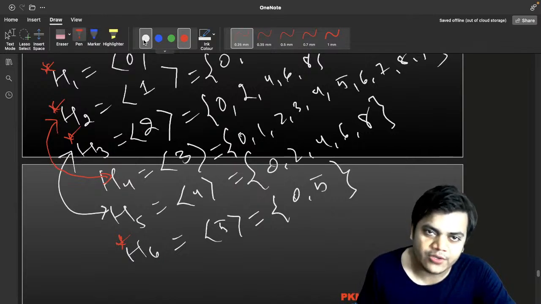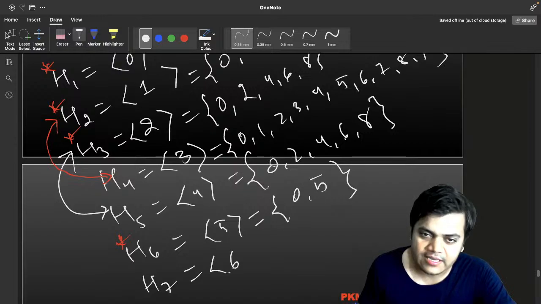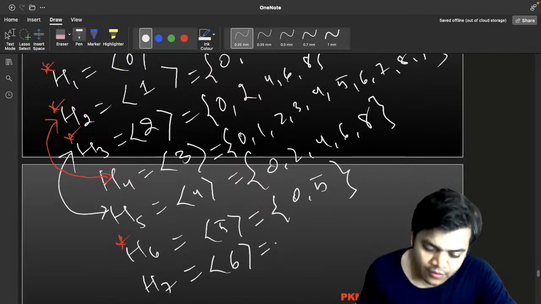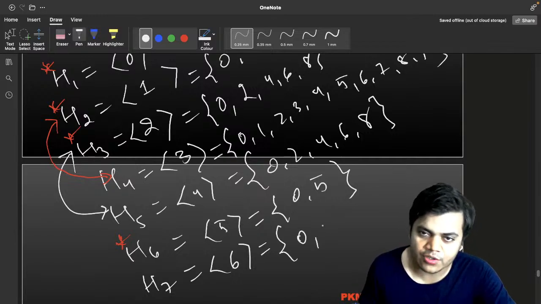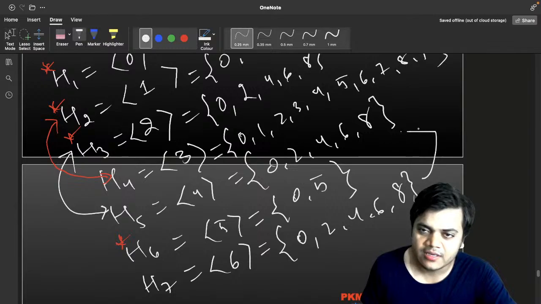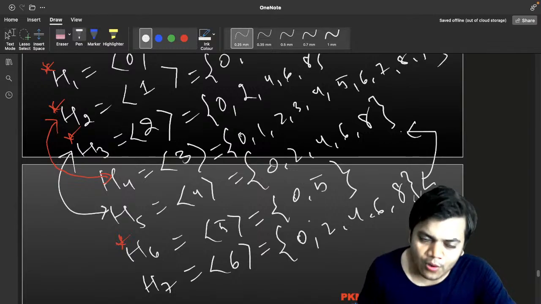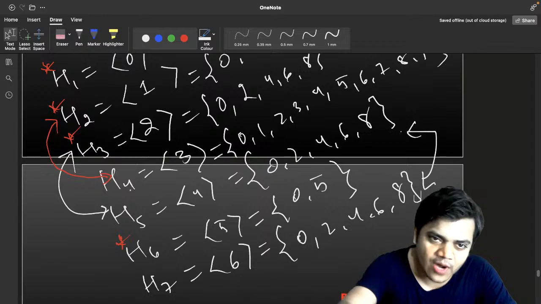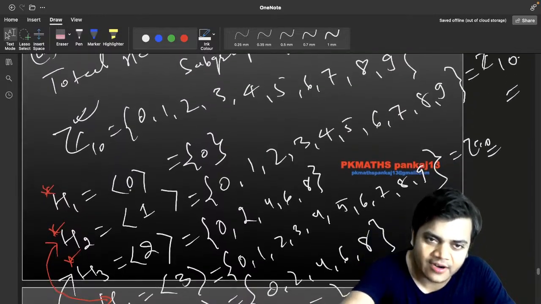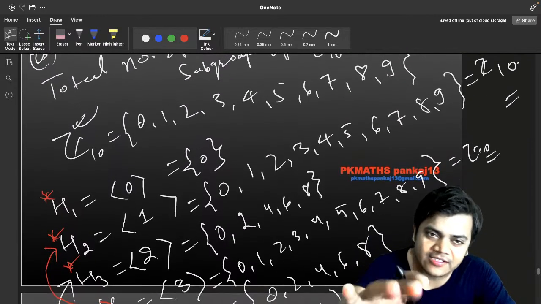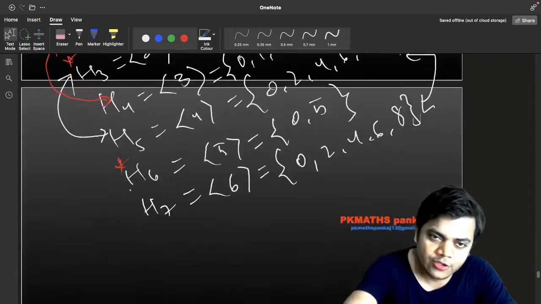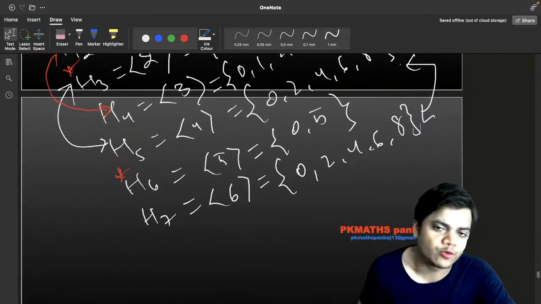Now if you are going to generate with 6, what are you going to get? With 6 you are going to get 0, 2, 4, 6, 8, which is similar to this. Okay, so that's why you can see how many subgroups are there, which is exactly the subgroups of Z10. So you can say only 4 subgroups are there.